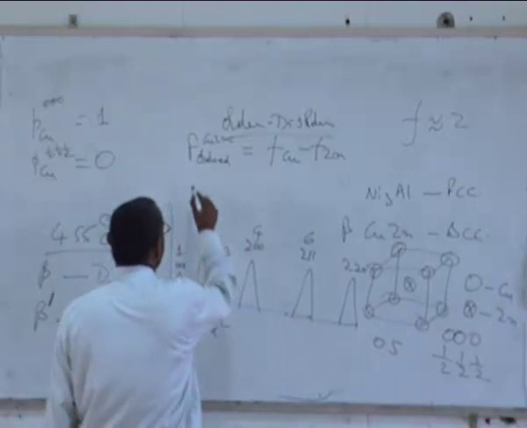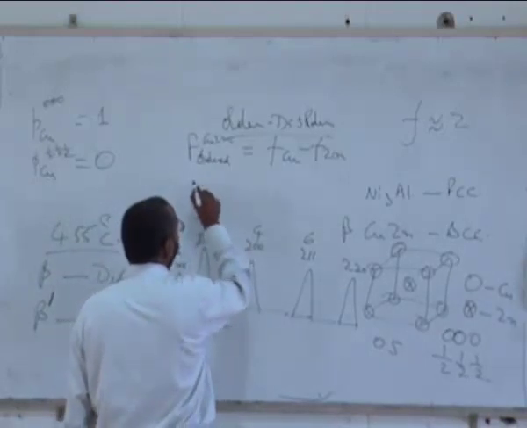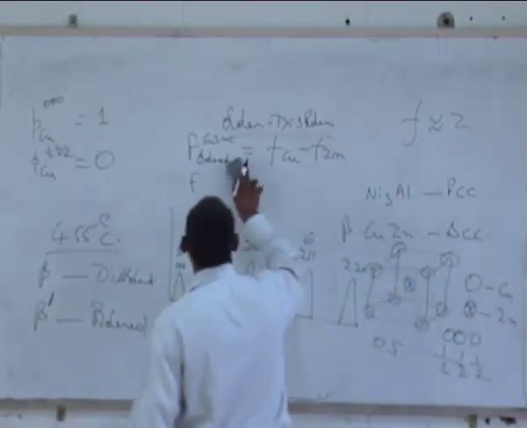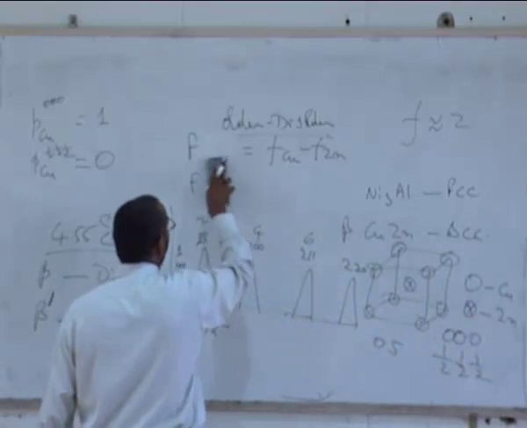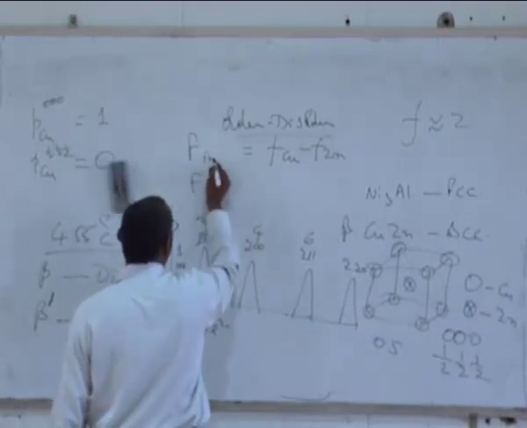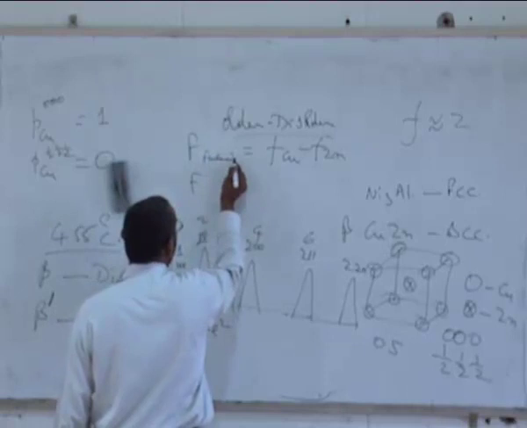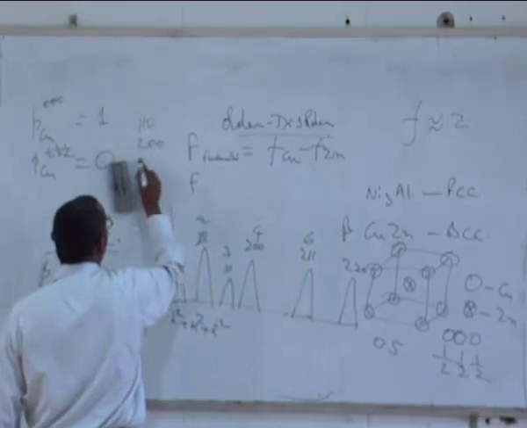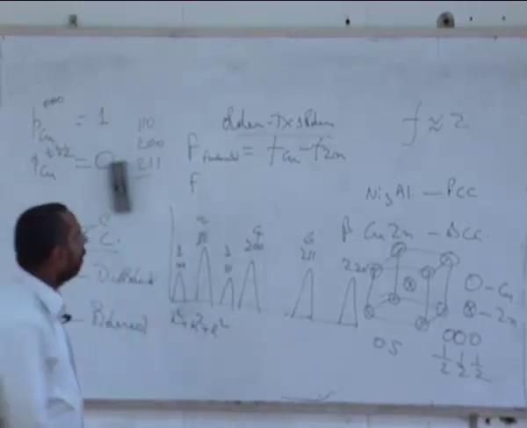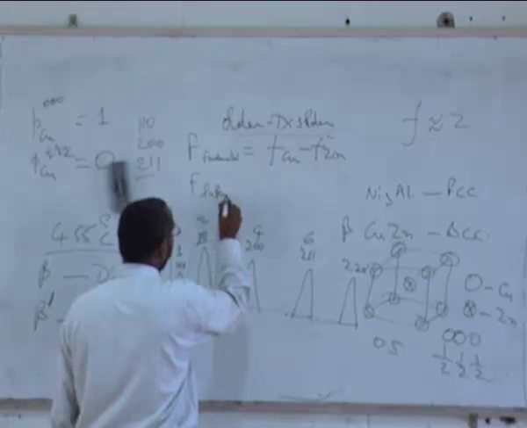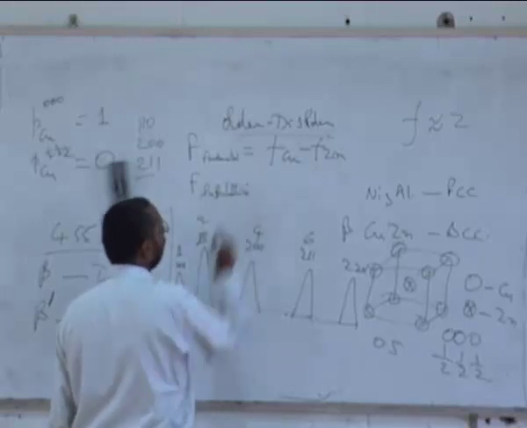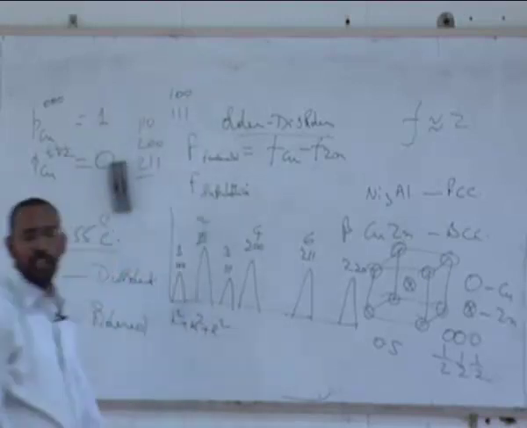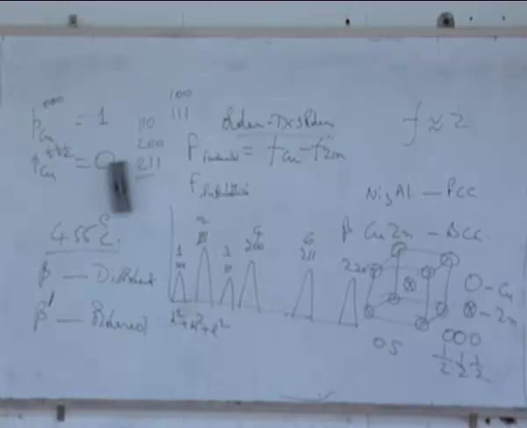Whereas the structure factor, instead of writing the structure factor for ordered, I will call it the structure factor for fundamental reflections. What are the fundamental reflections? The 110, 200, 211, these are all fundamental reflections. The structure factor for superlattice reflections, what are the superlattice? 100, 111, which are all not supposed to be there in a normal BCC.